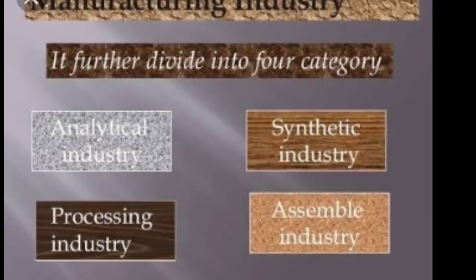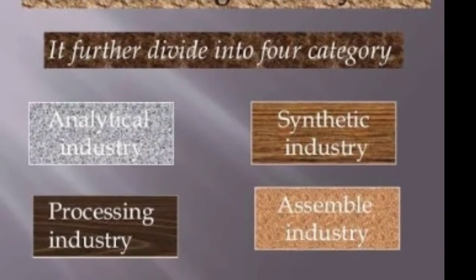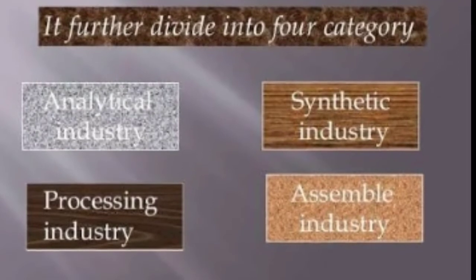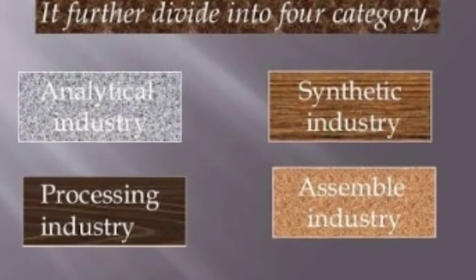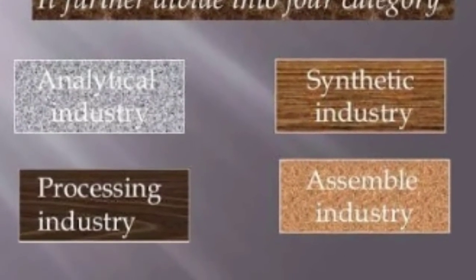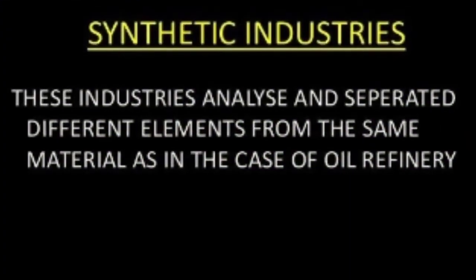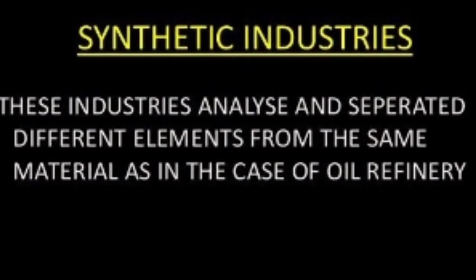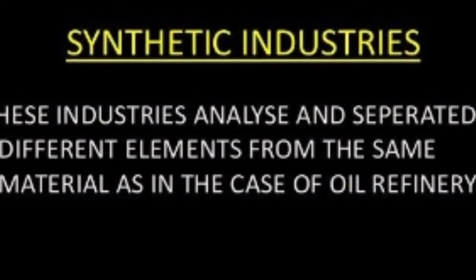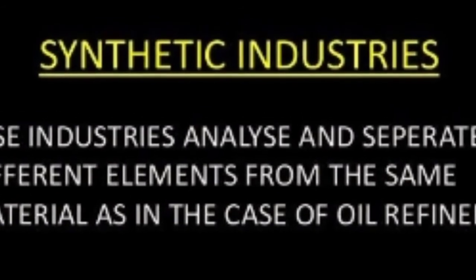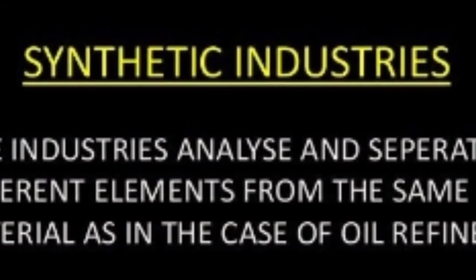For example, petroleum refining industry. From petroleum, the refining industry makes a variety of products like petrol, diesel, kerosene, crude oil, etc. Second one is the synthetic industry. In synthetic industry, two or more materials are mixed together to create a new product. Example, soap, cement, fertilizers, cosmetics, etc.